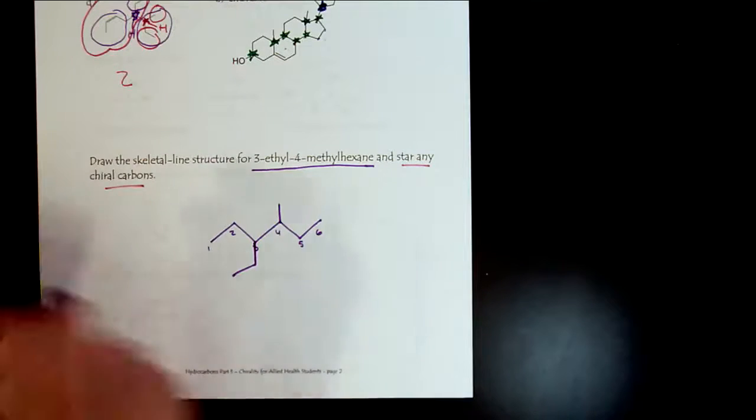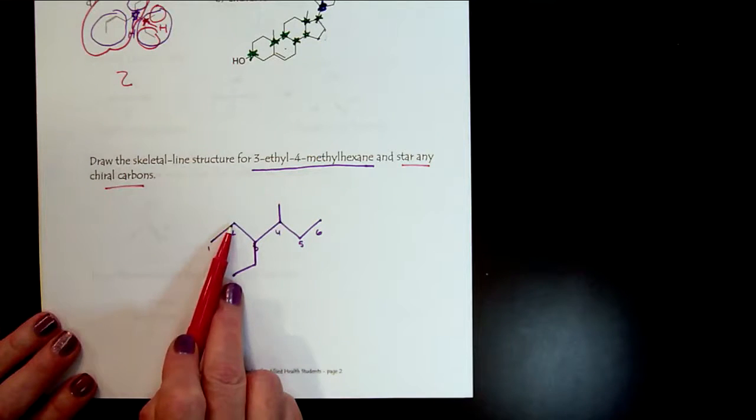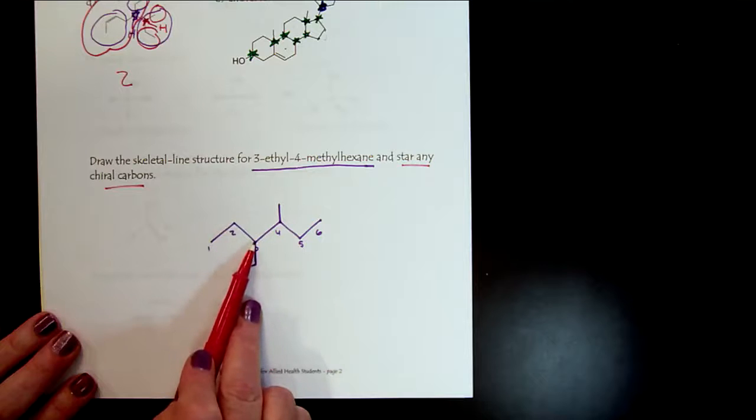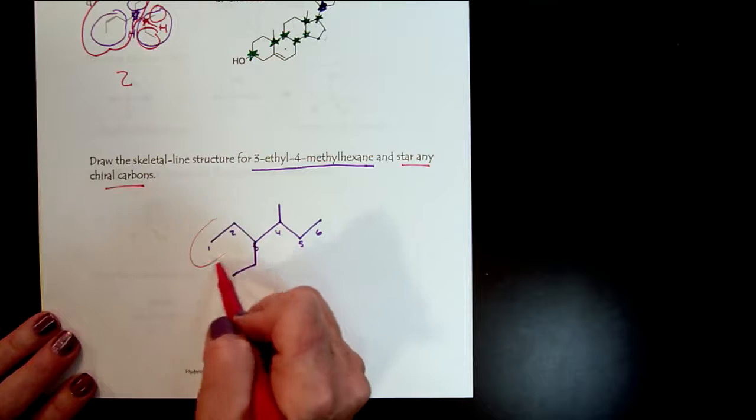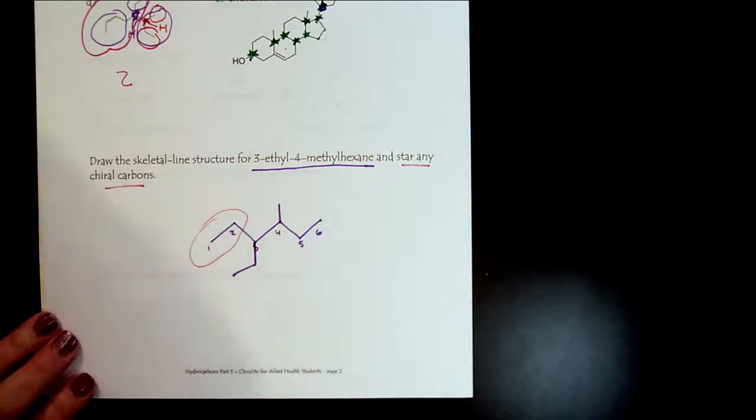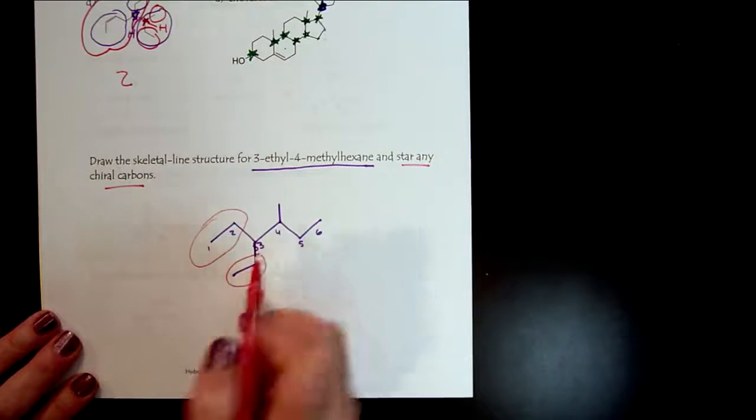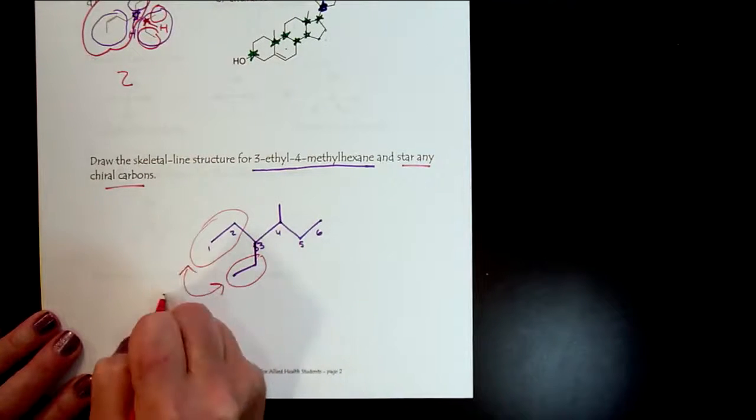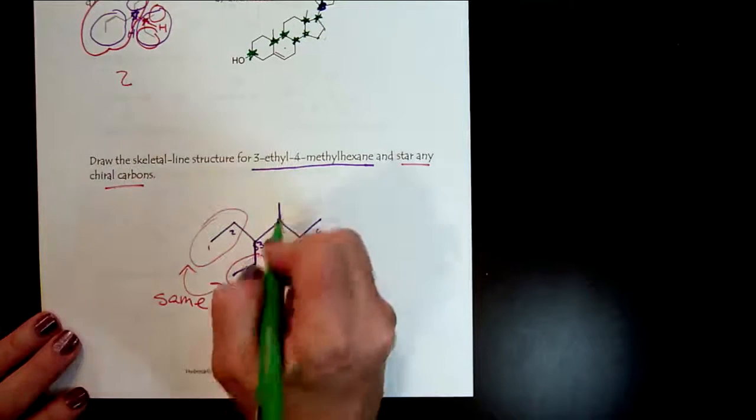All right. So let's go across and see if we can find chiral carbons. So CH3, CH2, ooh, this one looks like it has possibilities, but this is where we have to step back. Notice that carbon 3 has 2 ethyl groups coming off. So since those are the same group, carbon 3 can't be chiral. But let's move on to carbon 4.